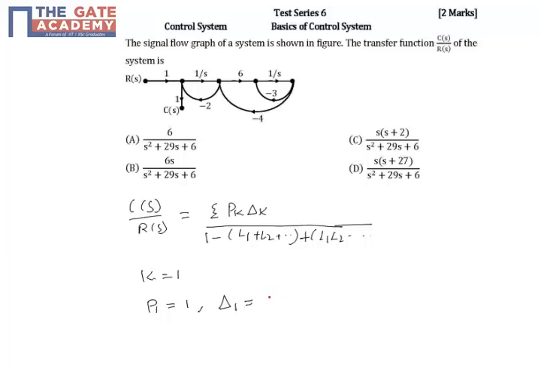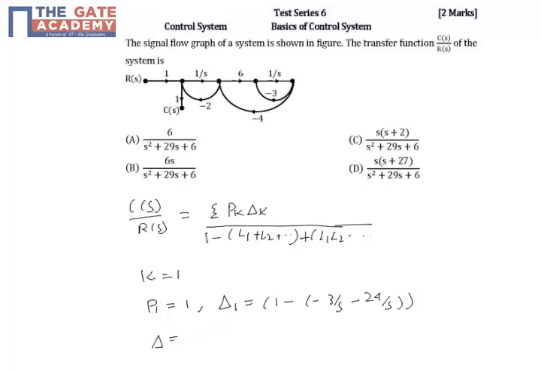So Δ1 is equal to 1 minus... the procedure for determining Δ and Δk is the same. Δ we determine for the entire system, so we have to consider all the loops. For Δk we consider only those loops which are not touching the forward path. The formula is everything the same. So 1 minus 3/s, the gain of this inner loop, and then I have to consider this outer loop also, minus 24/s. So this is Δ1.